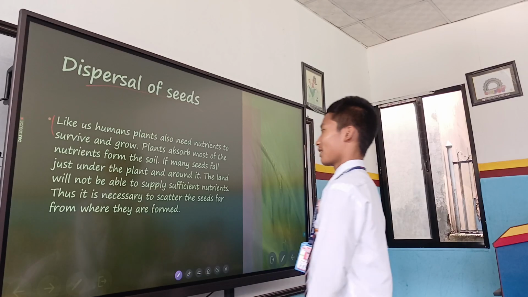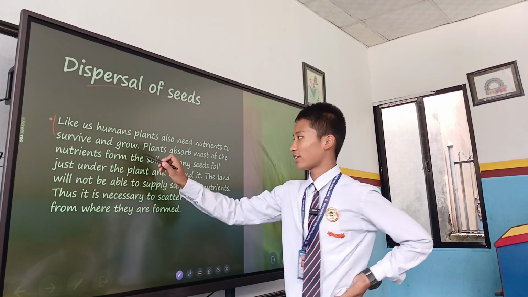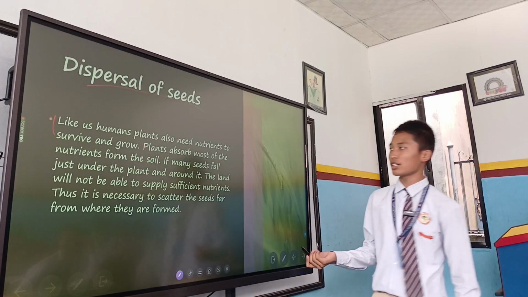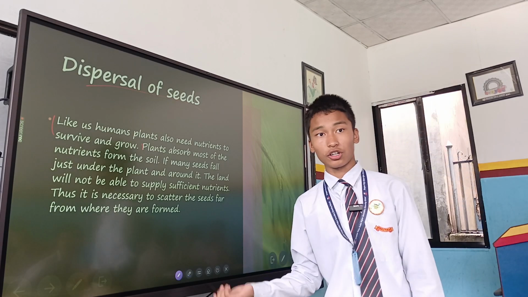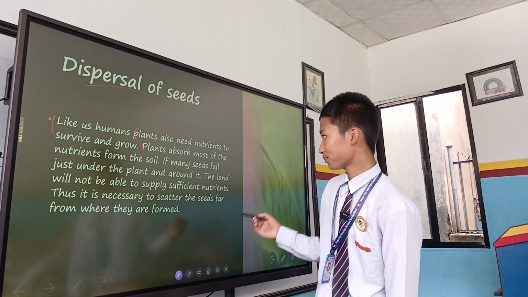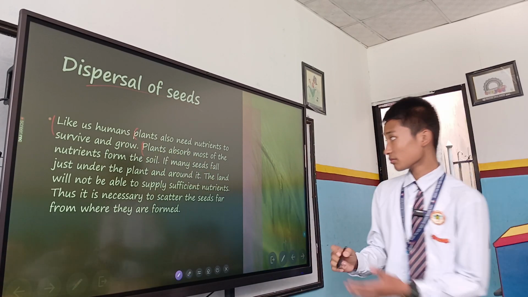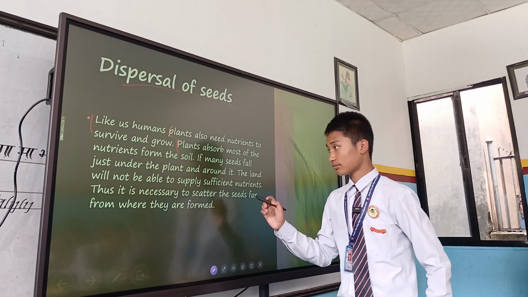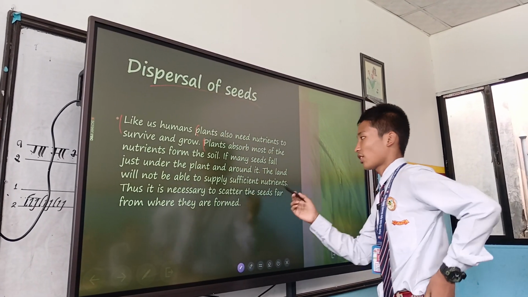Dispersal of seeds. Like us humans, plants also need nutrients to survive and grow. As you can see, if a human doesn't get enough nutrients, it will not grow and survive for a long period of time. Just like that, plants also need nutrients. Plants absorb most of the nutrients from the soil. The roots of the plants absorb the nutrients from the soil, which makes the plant survive.